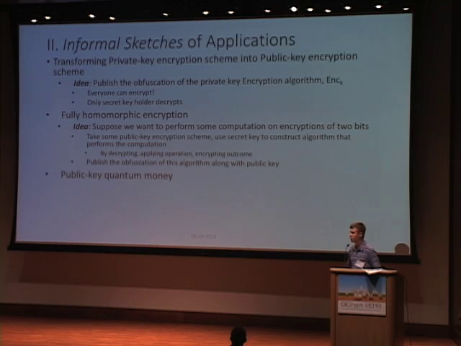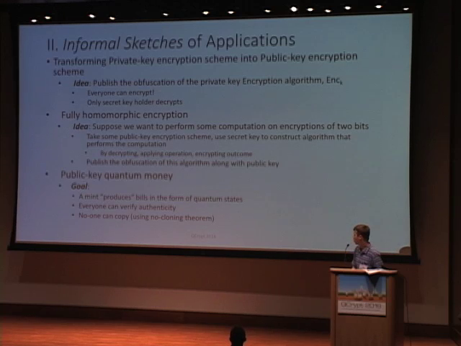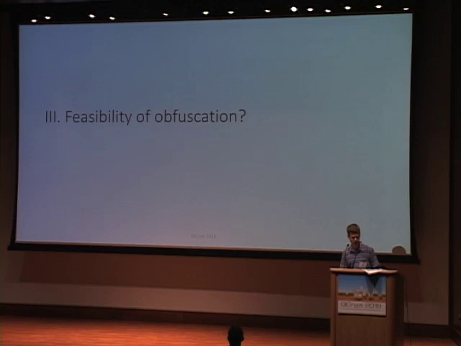Now I'll also say some purely quantum applications. One thing we talk about is public key quantum money, which would require a quantum obfuscator. I'll just tell you what the goal is, and I won't sketch how this works as an application. The goal is very simple: we want a mint that produces bills in the form of quantum states. Everyone can verify the authenticity of a bill, to make sure that the mint actually produced this state. But somehow, using the no-cloning theorem, we should obtain that no one can make forgeries or copy. I think this is a very natural thing to desire in a quantum world. A lot of people talk about this.